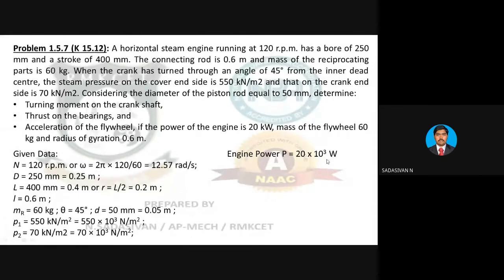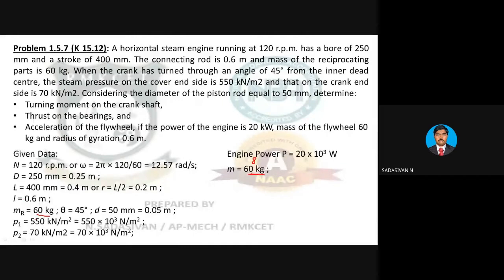Engine power is 20 into 10 power 3 watts, 20 kilowatts. Okay, mass of the flywheel. See, notice the difference: reciprocating masses have a suffix R. Flywheel mass I am just writing as M. If you want, you can put MF for flywheel, whatever you want, you can follow. Don't confuse between the two masses. In this problem specifically, you are fortunate both the masses are equal, 60 kg. But it is not the same for all the problems. This will be very less, some 8 kg or 10 kg only will be flywheel mass. If you change the numbers, then you will get the wrong answer for inertia.